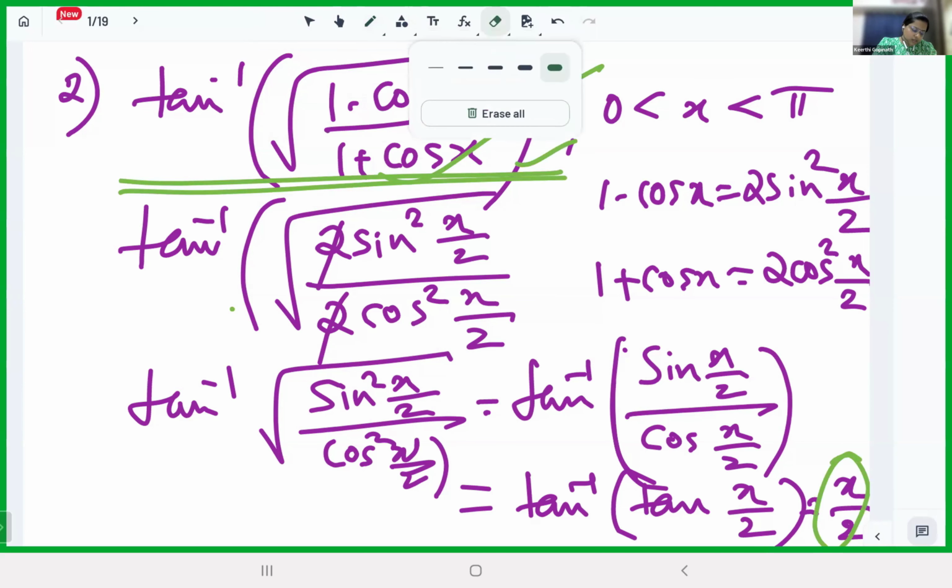You'll get problems based on this. Actually, this is important to find out the simplest form of a given problem, right?